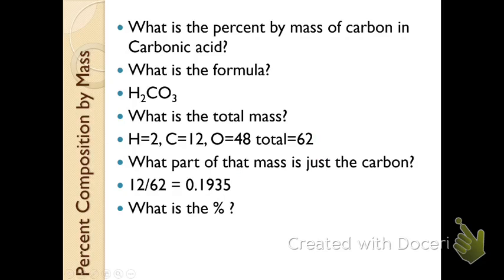Well, if I know that carbon is 0.1935 grams of the total, then percent simply means times 100, and that will give me my percent of carbon in carbonic acid, and that is going to be equal to 19% when you round it. Pause the video if you need to. Go back and replay this section to make sure you understand that, and then move on.